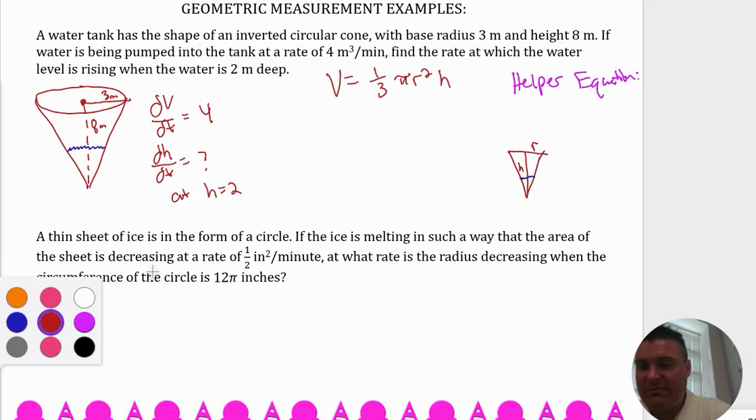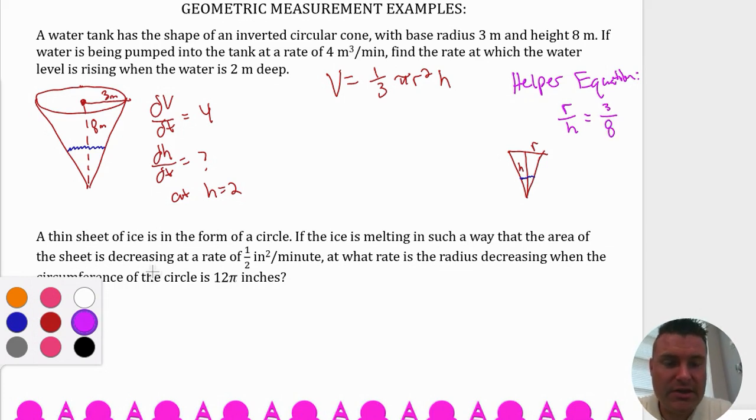So I'm going to have my r over h is always equal to 3 over 8, because our r is always 3 and our h is always 8. So no matter what our height of our water is, it will be in that proportion of 3/8. So I'm going to use this to solve for r so that I can eliminate my r.